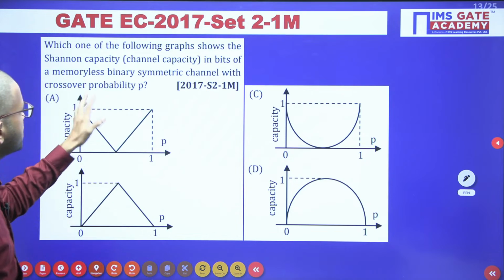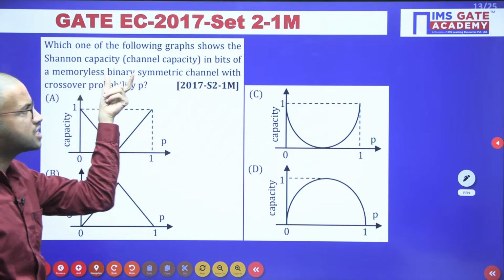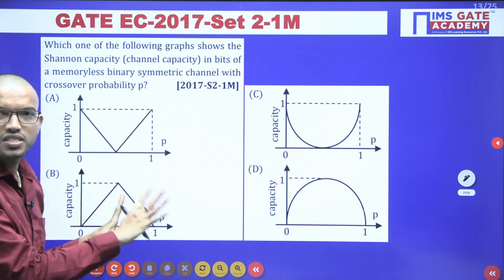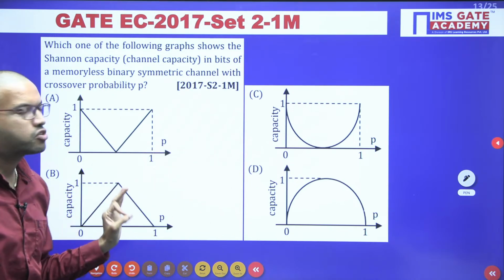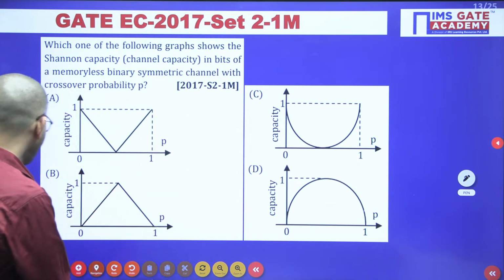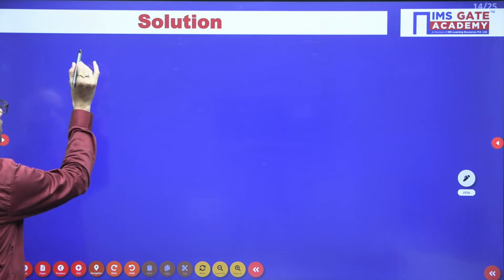Now in this question, they are asking regarding the channel capacity. Regarding that, they have given the waveforms or diagrams here, right? You have to choose the correct one. Regarding the binary symmetric channel, I hope all of you know the formula for the channel capacity.